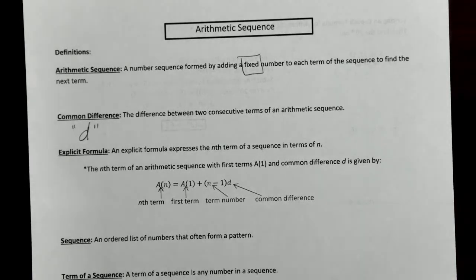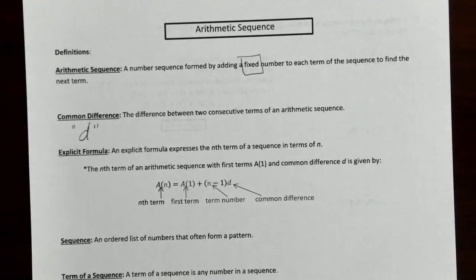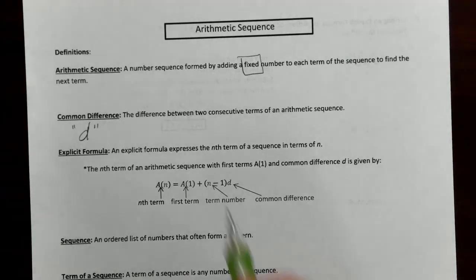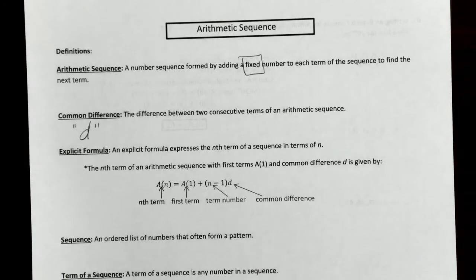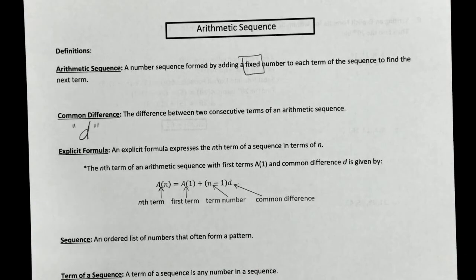Alright, so the first formula. We actually have two formulas for arithmetic sequences, but the first one we're going to learn is called the explicit formula. The explicit formula expresses the nth term of a sequence in terms of n. Okay, so now what does it mean to be the nth term? The nth term can be whatever you want it to be, right?